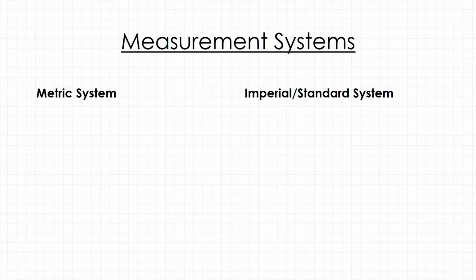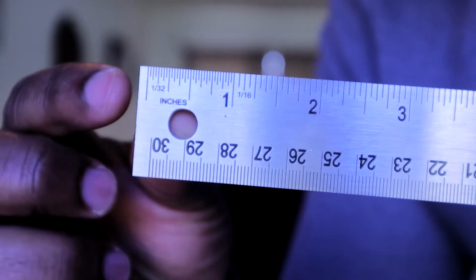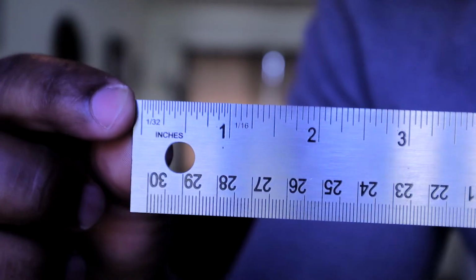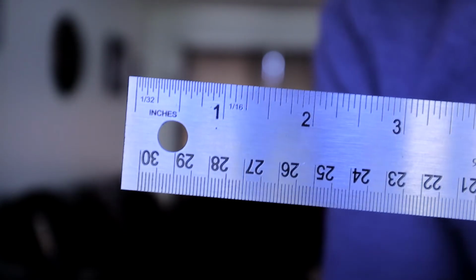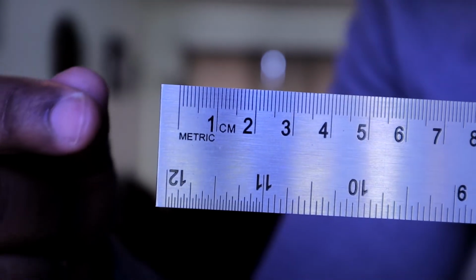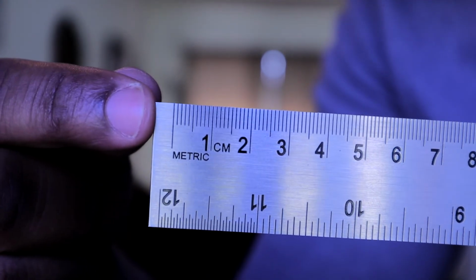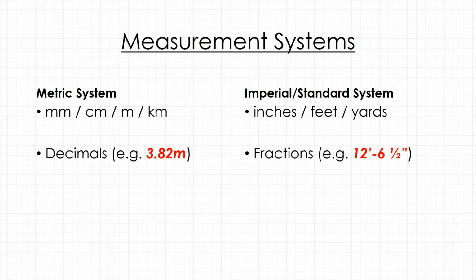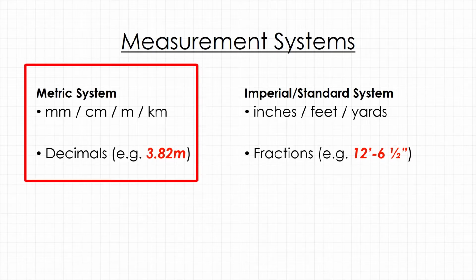So we have the imperial system and we have the metric system. If you don't know what these are, this is what they look like. The imperial system or the standard system deals with feet and inches, while the metric system deals with millimeters, meters, kilometers, that kind of stuff. The imperial system is represented in fractions, while the metric system is represented in decimals. Jamaica, in this case, requires millimeters.